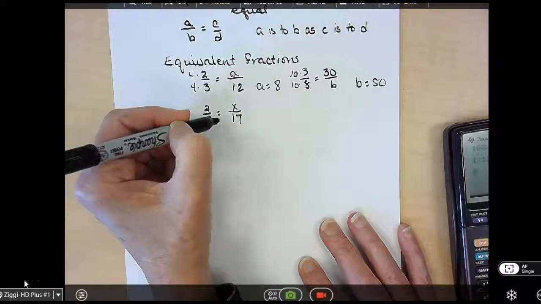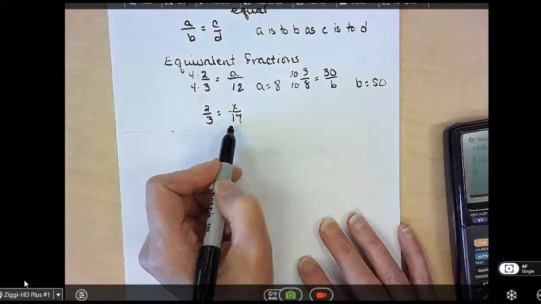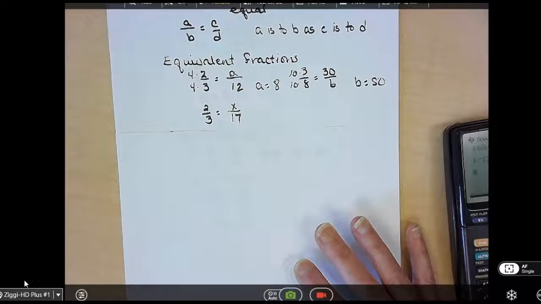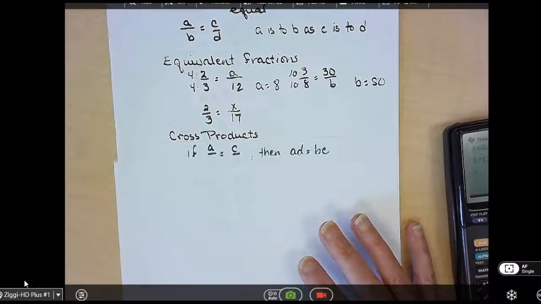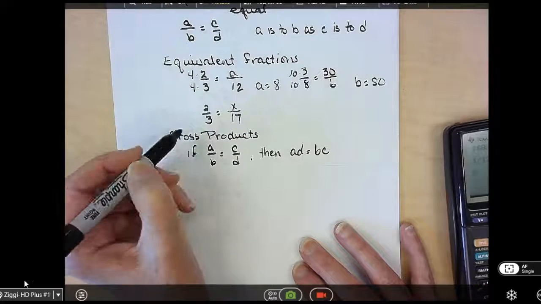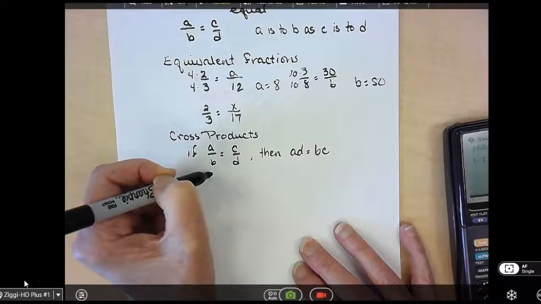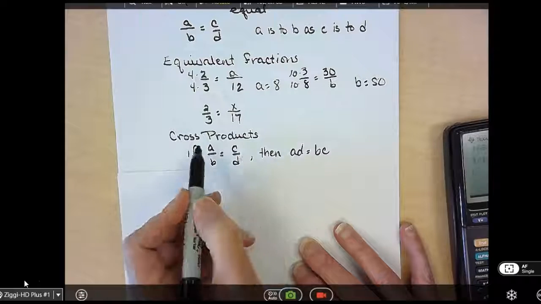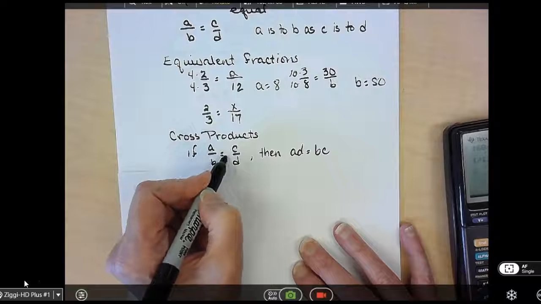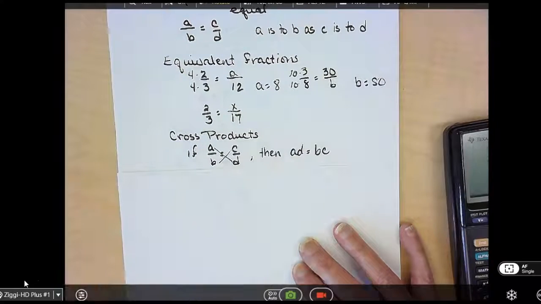But if I have 2/3 equals x over 17, I don't know what 3 times what number would give me 17. So when it's that type of problem, I have to use cross products or cross multiplication. It says if A over B equals C over D, so again you start with equal fractions, then A times D equals B times C. So you multiply on the diagonal: A times D equals B times C.